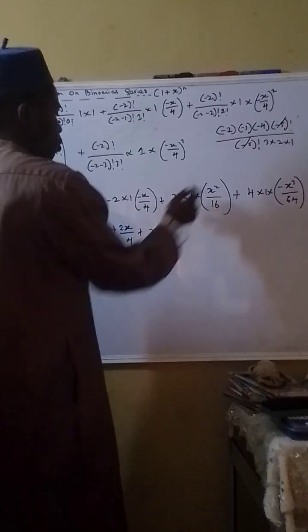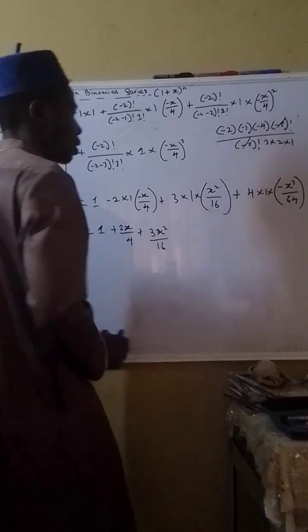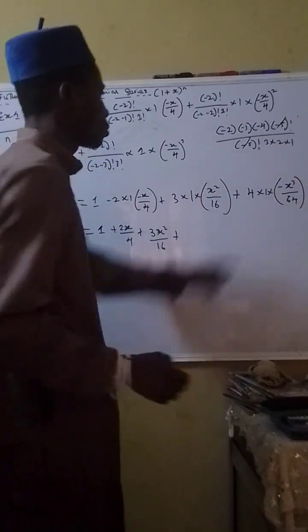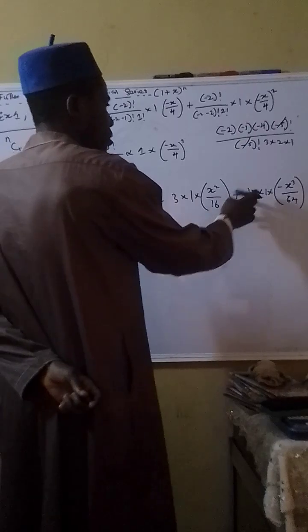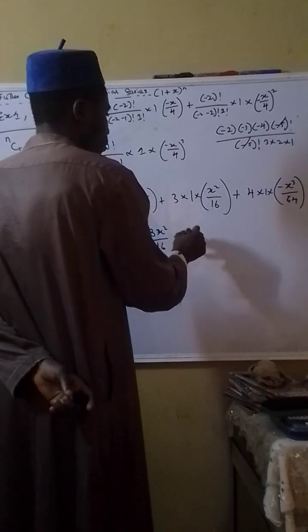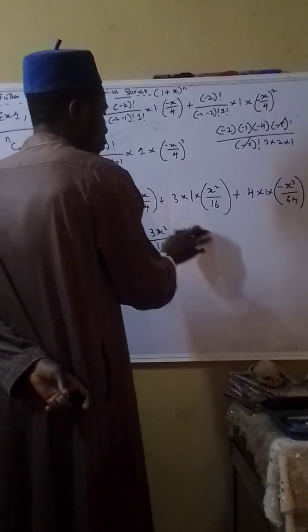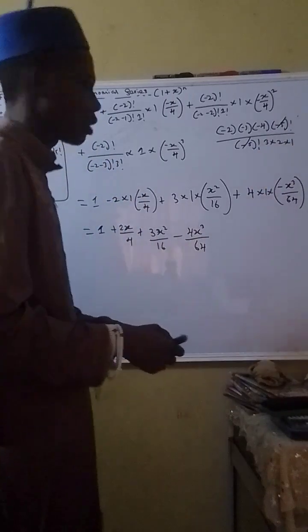3 times this will give you what? 3 times 1, 3 times x squared, you have 3x squared over 16. Are you with me? Then plus, so 4 times 1, 4, 4 times, plus times minus, you have negative 4x cubed over 64. Are you guys getting what I'm saying?